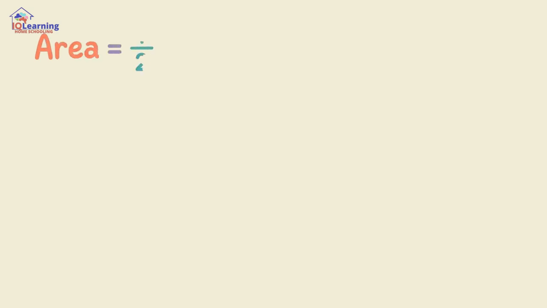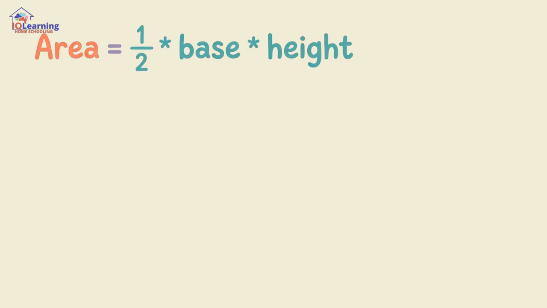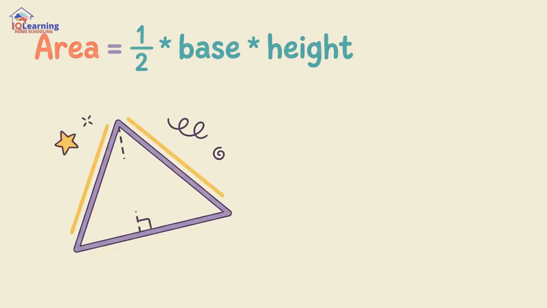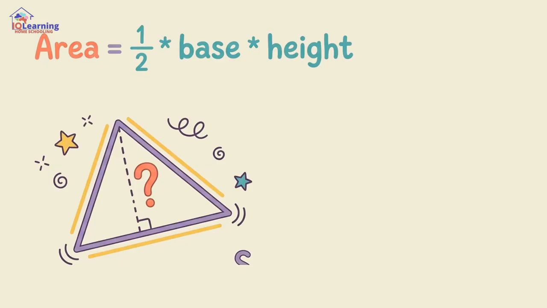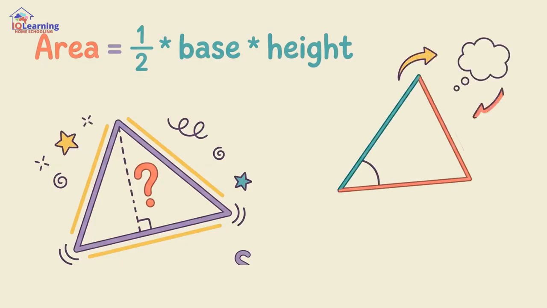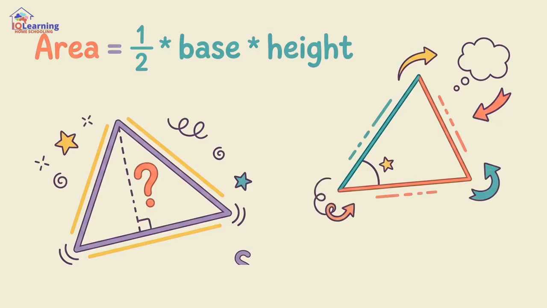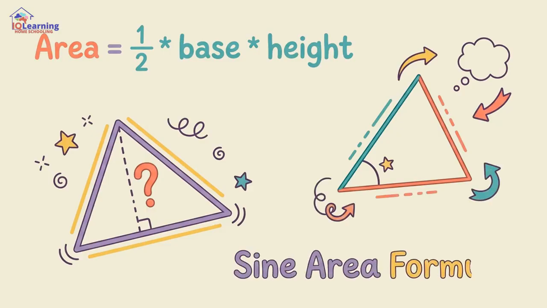Most triangles are introduced with one area formula. Area equals 1/2 times base times height. That idea is familiar and reliable. But sometimes a triangle is tilted and the height is missing. You may know two sides and an angle, but no perpendicular height. That is exactly where the sine area formula comes from.